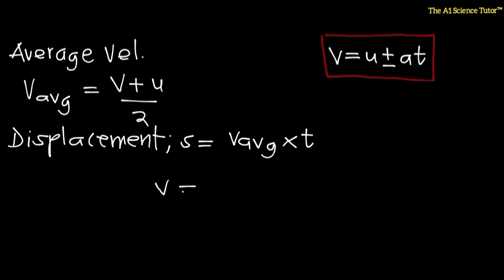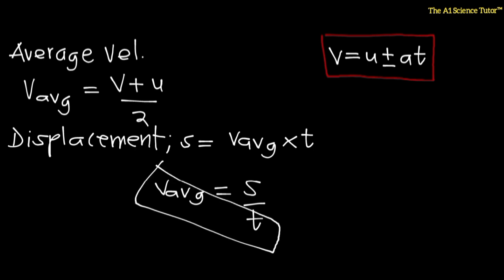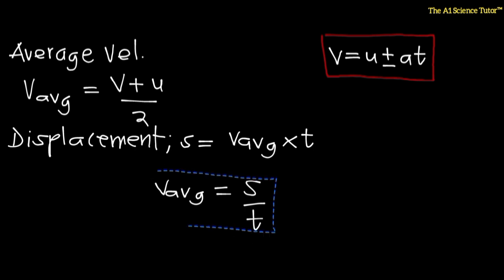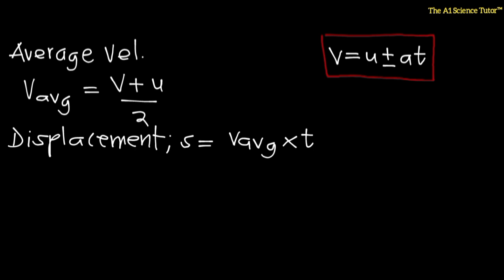Because average velocity is equal to the displacement divided by time. So if I wanted to make displacement the subject, that is going to be average velocity multiplied by time. Now with that, I could substitute for average velocity. So that is going to make it s, which will be equal to v plus u divided by 2, and this is multiplied by t.